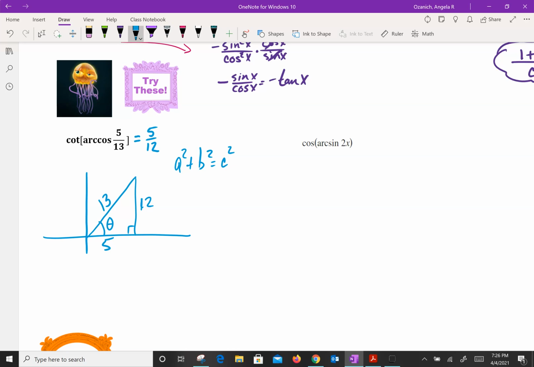Hopefully that's what you guys got. Hopefully you stopped this and tried it before you got to the answer. This one is going to be a little trickier. Our 2x is not a fraction, so we're just going to make it 2x over 1. So we are going to go ahead and draw that right triangle.